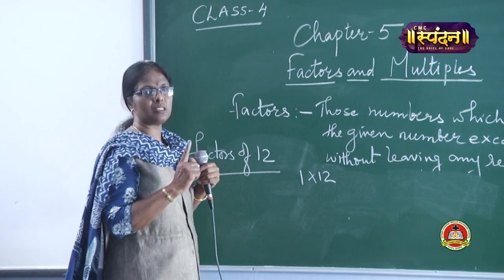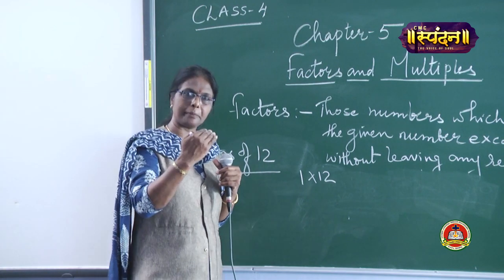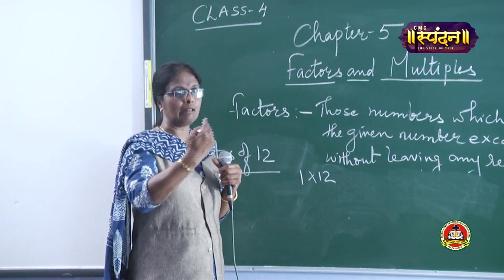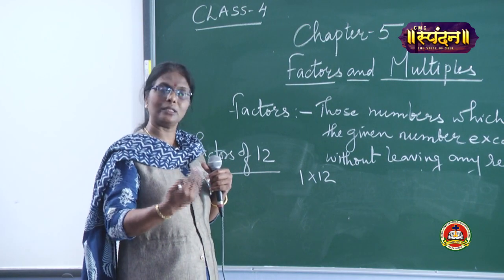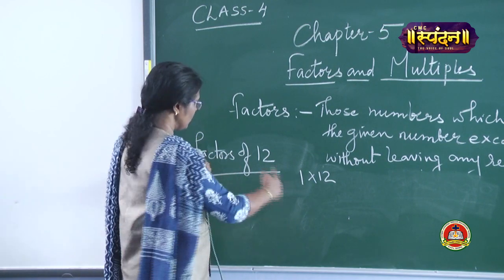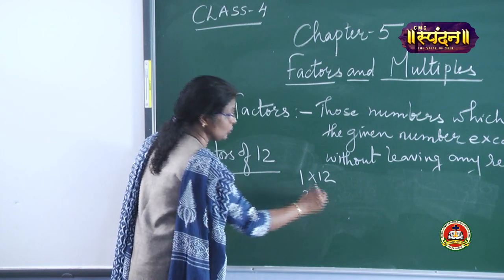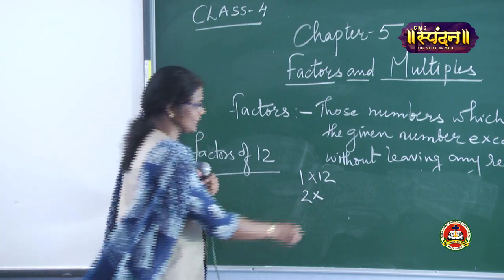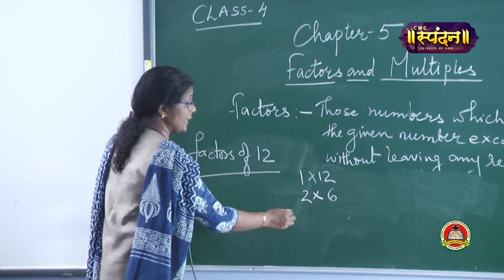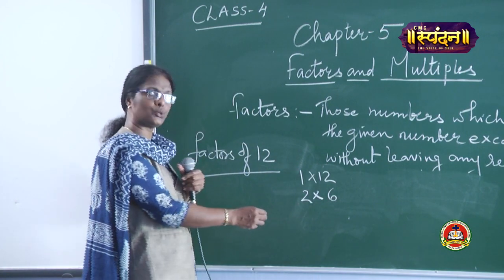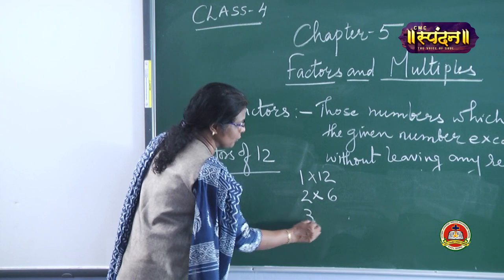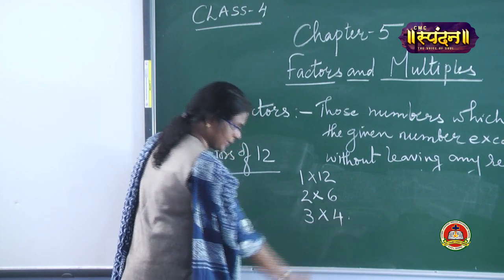We will go in a sequence. We start from the multiplication by 1. Then we will see by which number, when you multiply by 2, you will get 12. Okay. So the next number is 2. 2 into how much will you get 12? 2 into 6 is 12. Yes. Then coming to the next number in the sequence, 3. 3 into what will give you 12? 3 into 4 is 12.